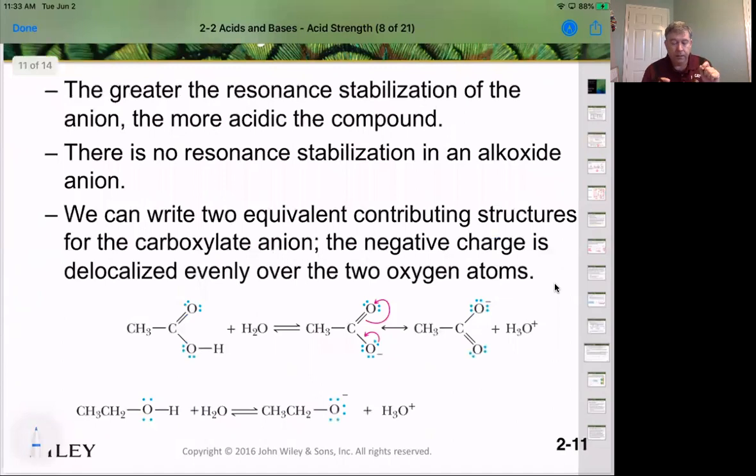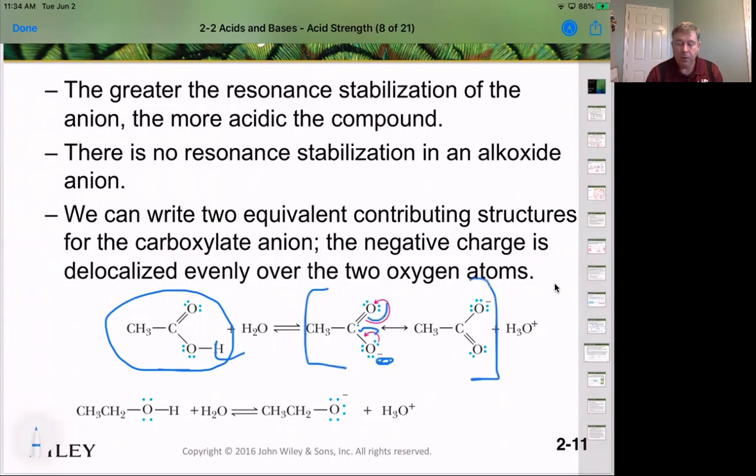Okay, so let's show that again. Remember when we drew our resonance structures for our acetic acid here, we had to take away the proton first. When we take away the proton, that gives us our charge right here, which means we can move these electrons in and these electrons out, meaning we have a resonance structure here where that charge can be here or here. By having that be charged there or there, we get higher stability and therefore more acidity.